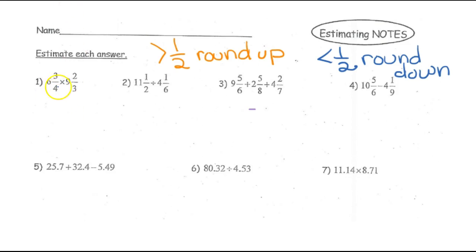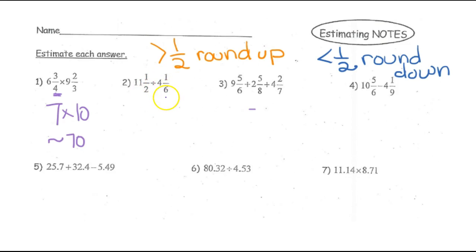The first one, 6 3/4. 3/4 is greater than 1/2, so I'm going to round up to 7 here. Multiplied by 9 2/3. Again, 2/3 is greater than 1/2, so I'm going to round up. And my answer is going to be approximately 70. Now you'll notice I'm doing this little curvy line here, and I'm doing this because it's an estimate. We use the equal sign when we calculate something, and because we're just doing an estimate here, that's why we're using our approximation symbol.